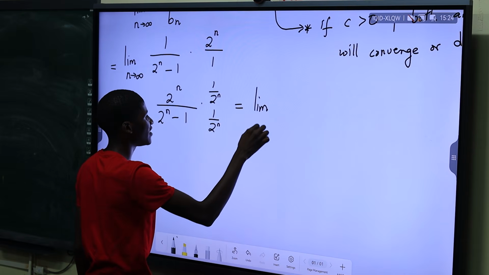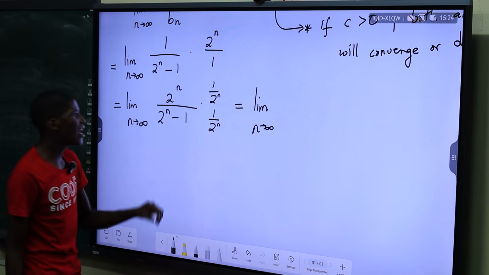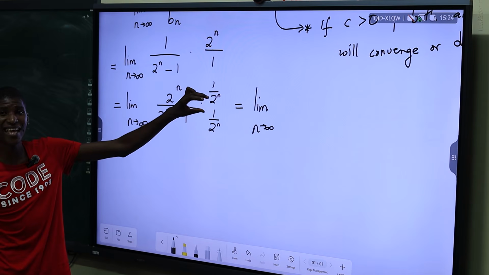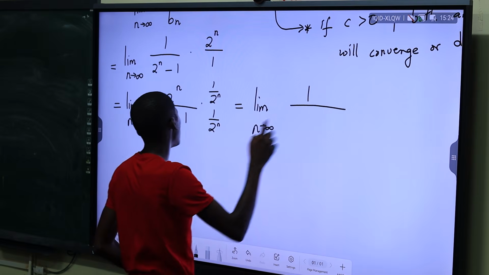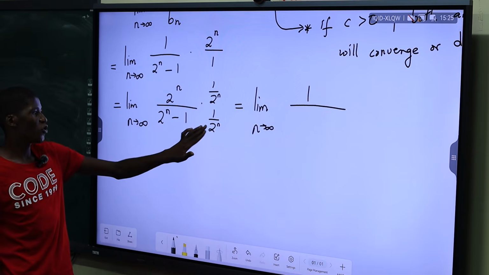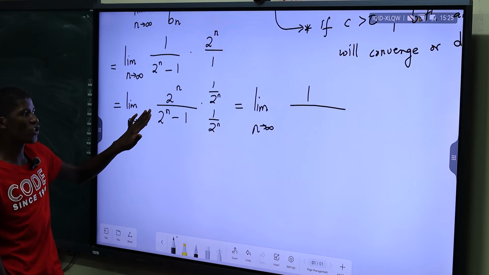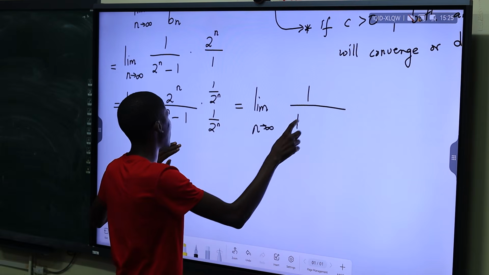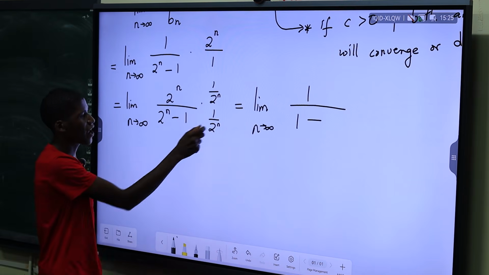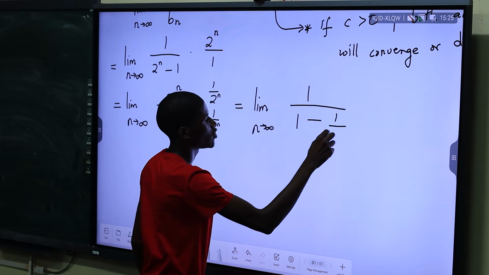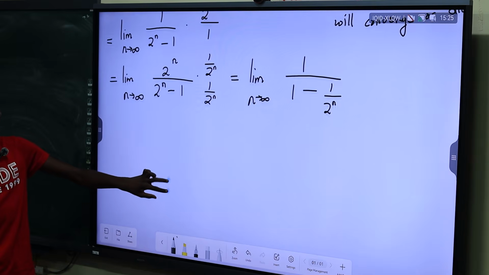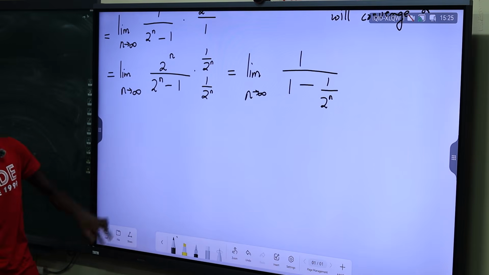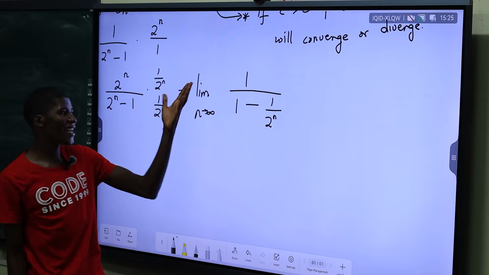Let's just rewrite the limit here. If we do that, 2 to the power of n will cancel, right? So we have 1 on the top. And then here, 2 to the power of n will cancel with this one again, so we have 1 minus 1 over 2 to the power of n. Simplified. Now you have to analyze the limit here.